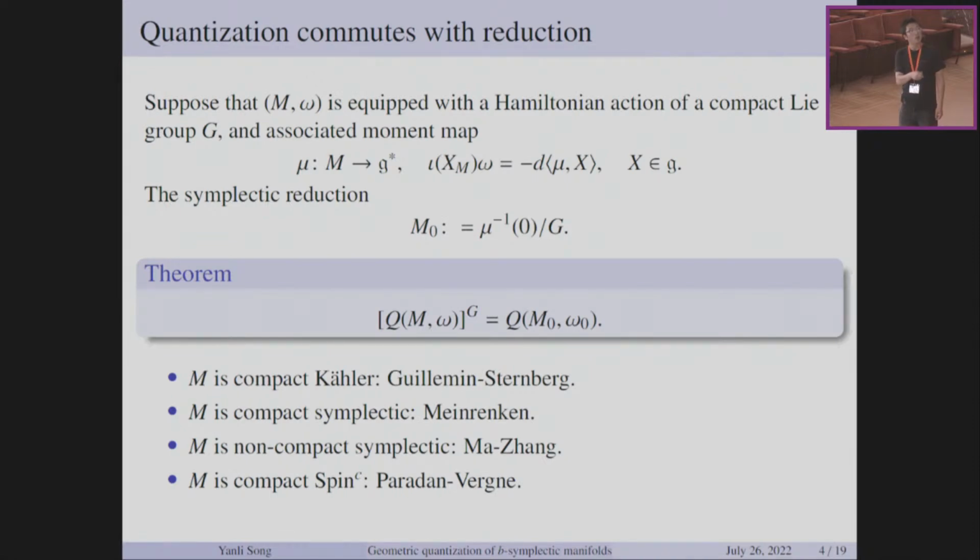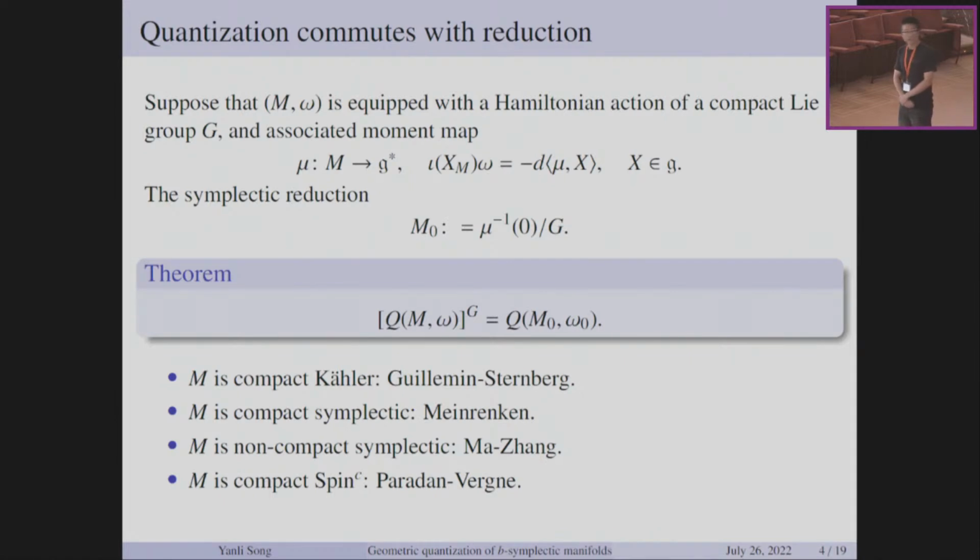And the quantization commutes with reduction tells you the two procedures give you the same dimension of the vector space. So this is the so-called quantization commutes with reduction theorem. Okay, now let me mention some history. This theorem was first proved by Guillemin-Sternberg for the Kähler case. I think this is, as I said, the beginning of the story.